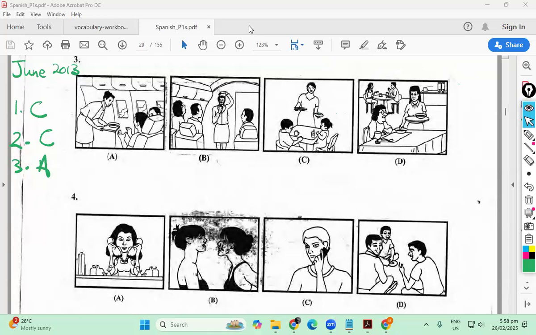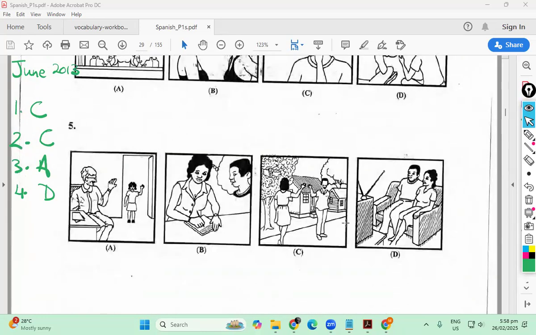Les gusta charlar. Right? They like, we just use charlar to chat. They like to chat. So the boys like to chat. D. Right? Anybody needs me to write out anything? Please say. Otherwise, let's go to 5, right?